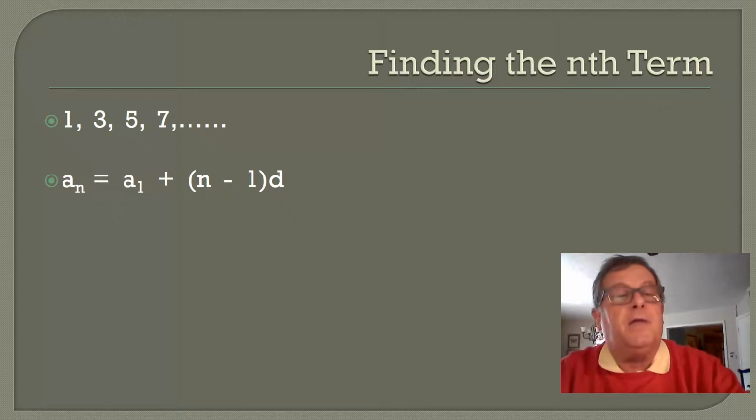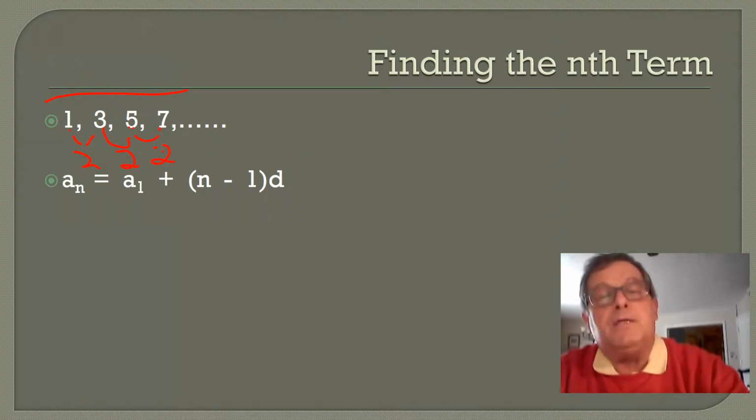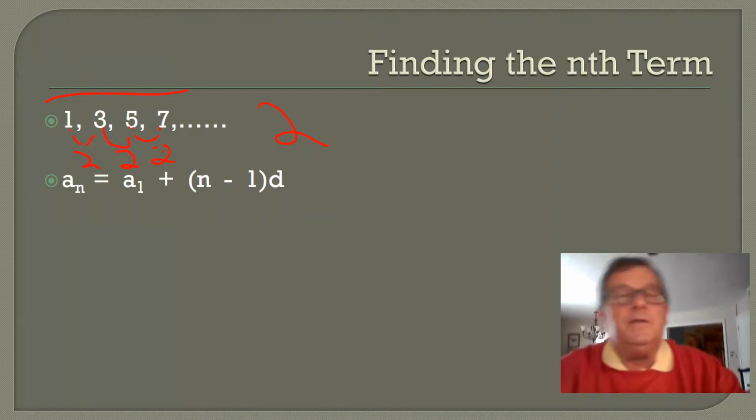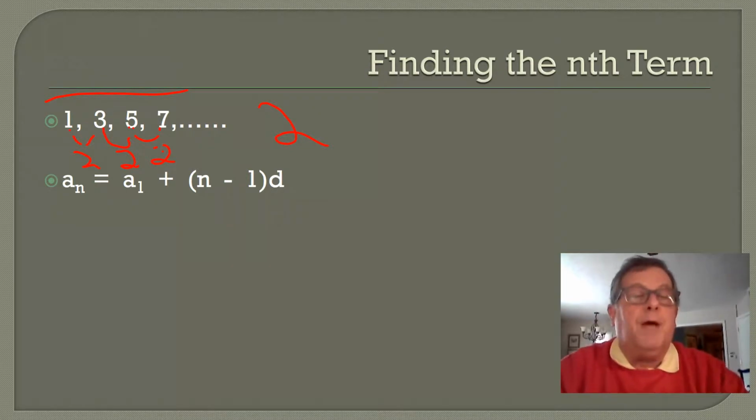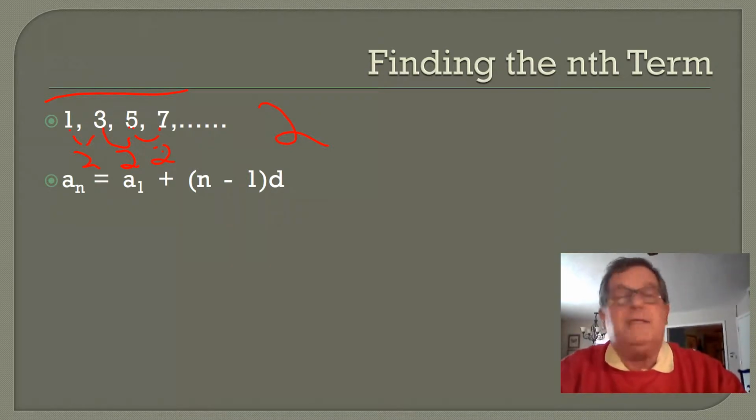So let's take a look here. We've got a sequence of 1, 3, 5, and 7. There's our sequence. And when we look at that, we can see that the difference between 1 and 3 is 2. And the difference between 3 and 5 is 2. And the difference between 5 and 7 is 2. And we would say that we've got a common difference of 2. There's a difference of a positive 2 between each and every one of the numbers in our sequence.